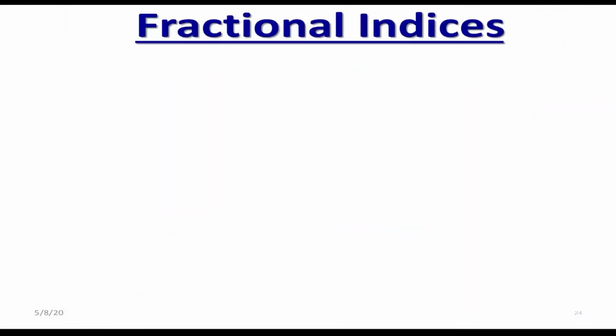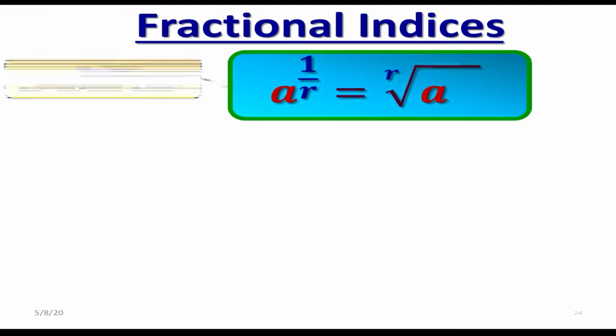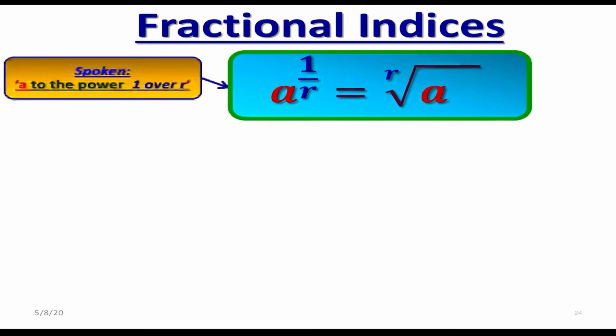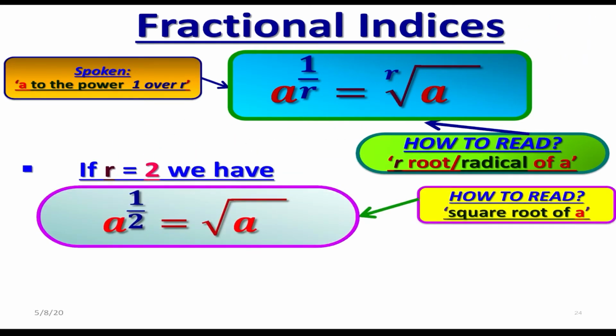Hey guys, in this tutorial I'm going to walk you through fractional indices, or fractional powers or exponents, if you will. Say we have a base a, it could be any number except 0, raised to the power of 1 over r. It's going to be the same thing as the rth root, or sometimes it's called a radical. Roots and radicals are the same thing, of a.